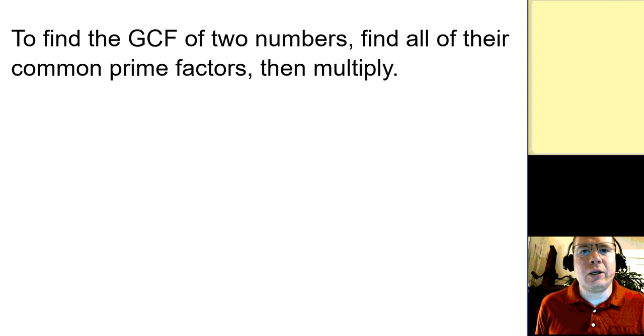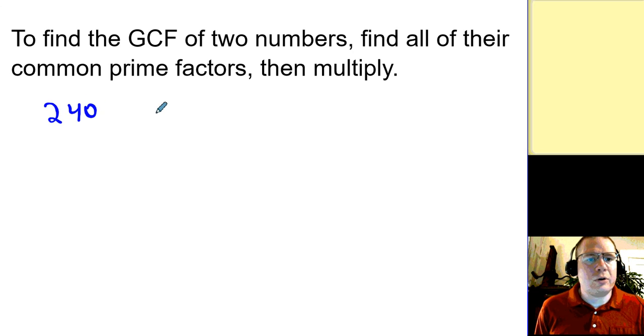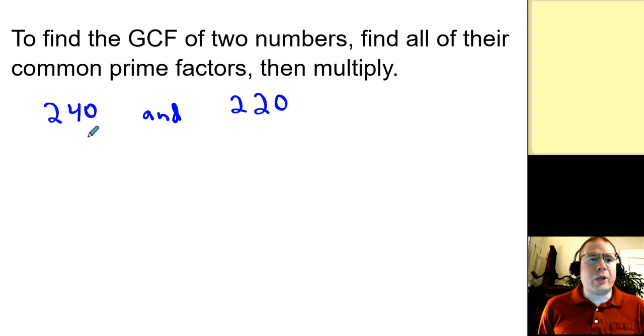Now I do want to show you a shortcut to that, because I've had students use this as the only way, and there are often shortcuts. So let's think of, instead of 60 and 50, let's try 240 and 220. All right. Now, we already know the prime factorization of 240, but let's say we don't. Do you remember how long that took us to get? That was a long list. 220, maybe not quite as many factors.